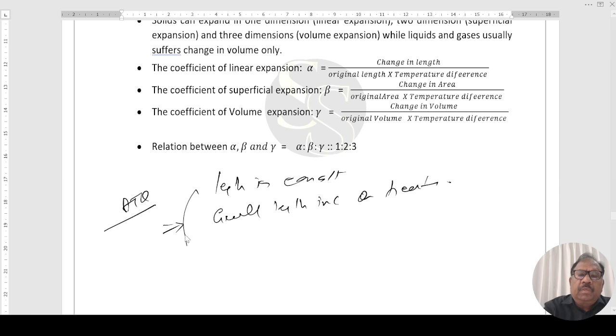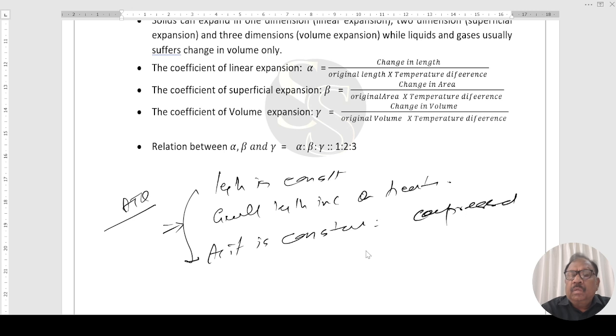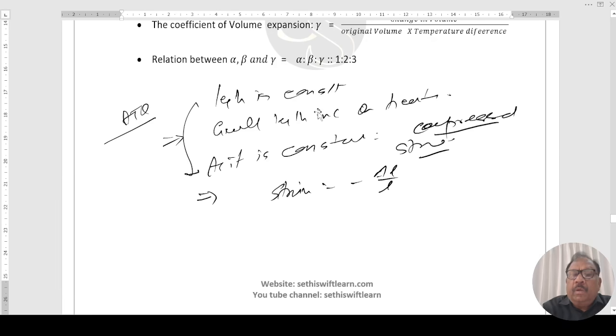No. Means as it is constant, therefore compressed. Strain means length is decreased by delta L. So longitudinal strain will be minus delta L upon L. So delta L will be equal to minus L into strain.